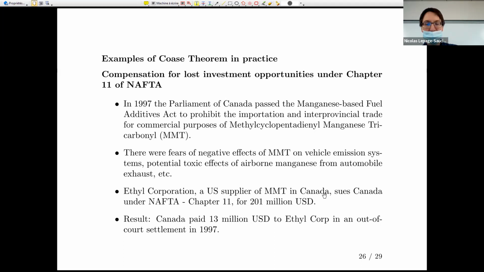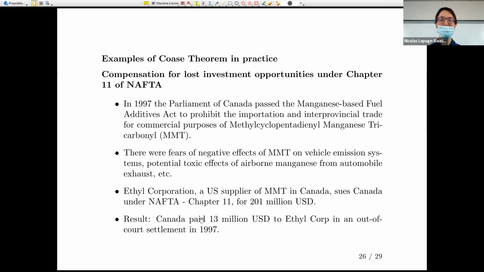Yes. So this dispute settlement body is part of NAFTA. And since the Canadian government signed NAFTA, they have to abide by it. It's a treaty. So they ended up paying 201 million US dollars to that firm just so that they wouldn't pollute. That's crazy in my opinion. Oh yeah, no, I mean they sued for 201 million, but they actually had to pay 13 million in the end, in an out of court settlement in 1997.